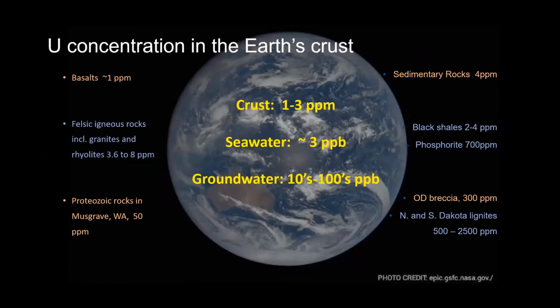So naturally in the Earth's crust, as I say, it's ubiquitous, so it's 1 to 3 ppm in the crust. Seawater is about 3 ppb, groundwater a bit higher than that, tens to hundreds of ppb. Then you have various different concentrations in rocks, granites being quite significant and sometimes radioactive, and then black shales and phosphate rocks quite high, which can be a concern if it's used for fertilizers. And then you've got Olympic Dam breccias and Dakota lignites, and that can show considerable concentration of uranium.